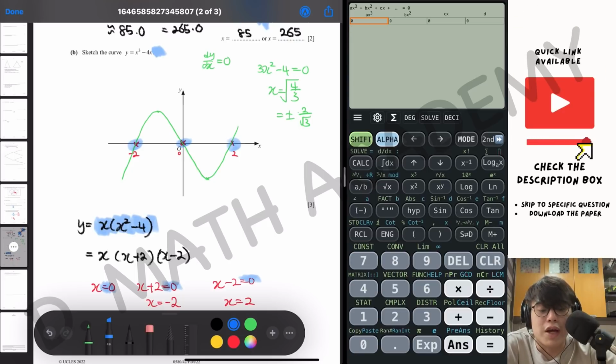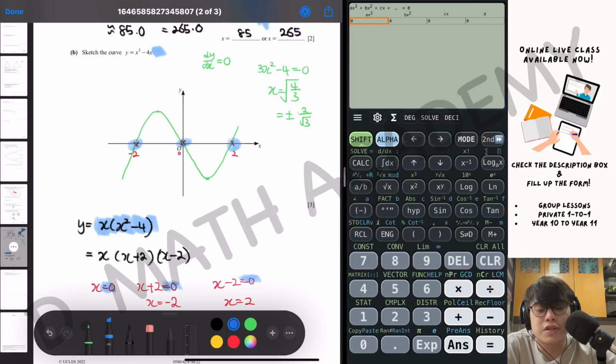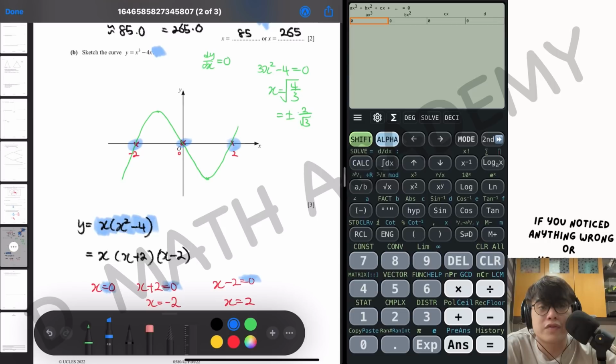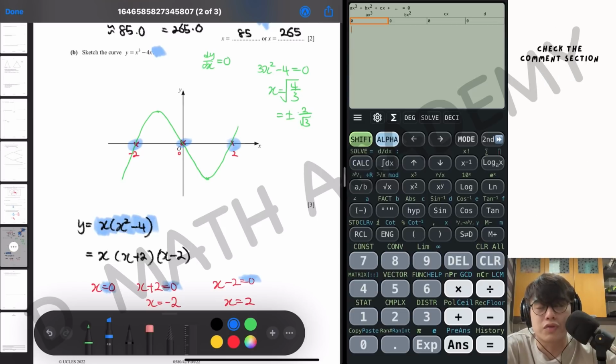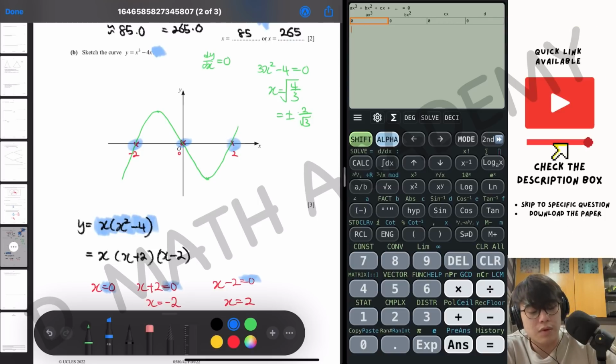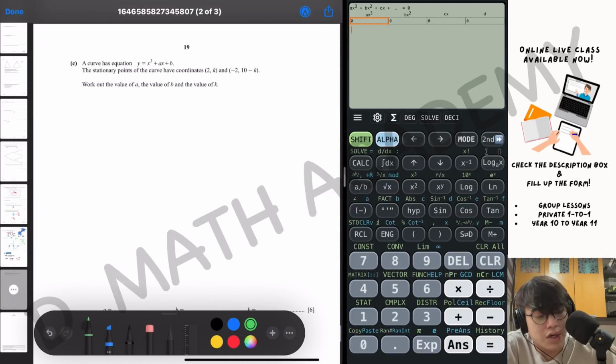I get to 3x squared minus 4, and then try to find out your answers by substituting in positive square root of 4/3 and negative square root of 4/3 into the equation. Okay, so this is how the overall graph would look like, and we are now at the last question.